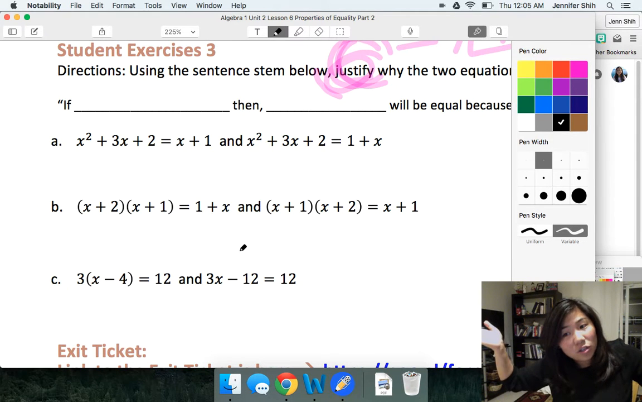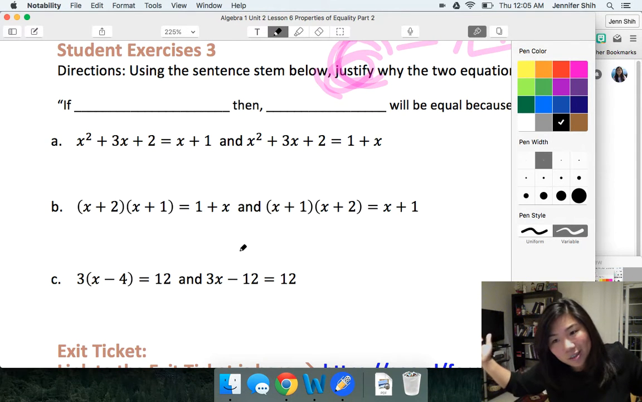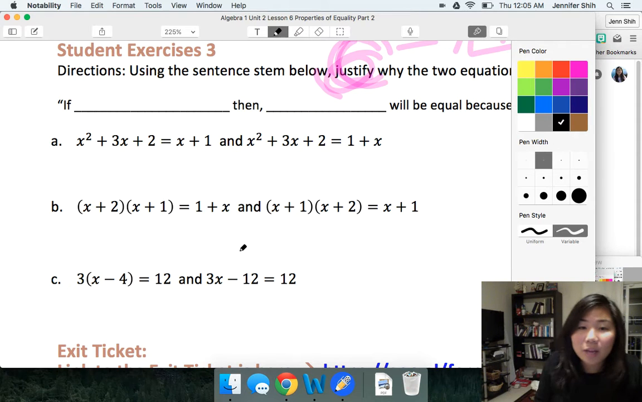So you don't know how to just solve for x and be like, it doesn't matter because x is equal to 4. You don't know what it is, but you need to tell me why this whole equation will have the same solution set as this side. And this is how you justify it.